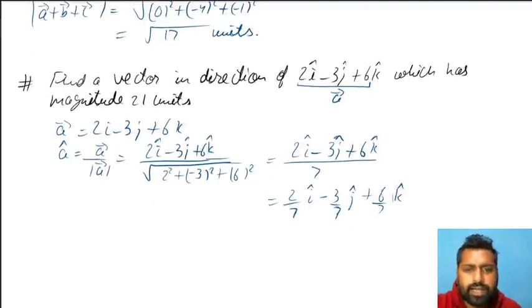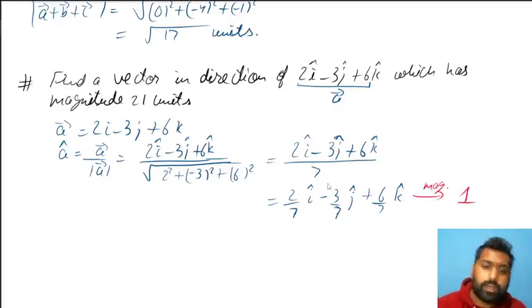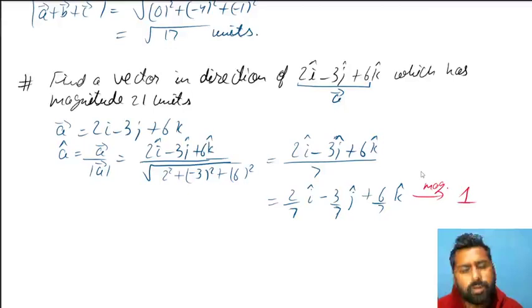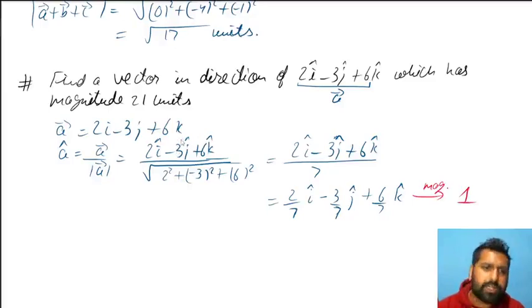Now we got the direction of your vector. The problem is this is a unit vector, so it must have magnitude 1. You want to convert this into another vector which has magnitude 21. So how do you convert 1 to 21? If this magnitude was 7, how did we convert this vector's magnitude from 7 to 1? We divided by that. So if you want to generate another magnitude, you multiply it by that number. It's as simple as that.